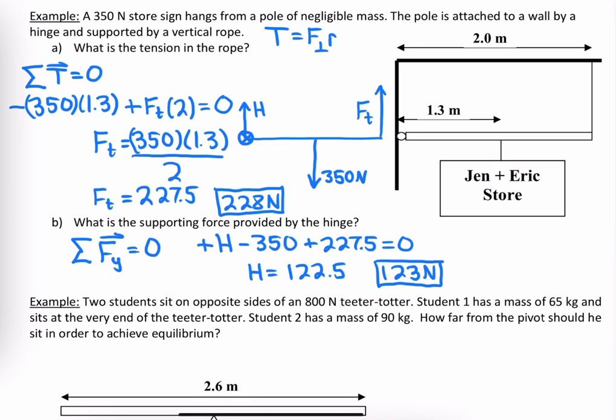And you know what? Force is a vector, so I should probably include my direction here. We figured out at the very beginning that H was going up, so I should probably include that in my answer too. So 123 newtons up is the supporting force provided by the hinge.